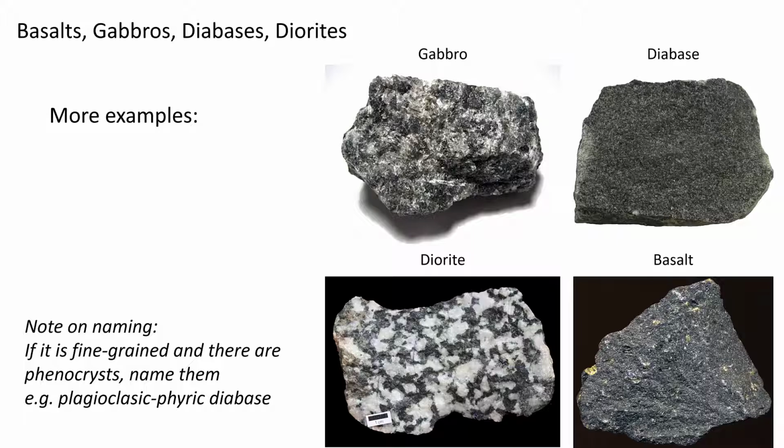Here are some more examples of basalts, gabbros, diabases, and diorites that have quite a few more mafic minerals. A note on naming: if it's fine-grained, such as a diabase that you may see in the Kingston area, and there are phenocrysts in the rock, you would name them as the mineral composition of the phenocryst combined with ferric, and then the general name such as diabase. So the example given at the bottom of the slide is plagioclasic ferric diabase.